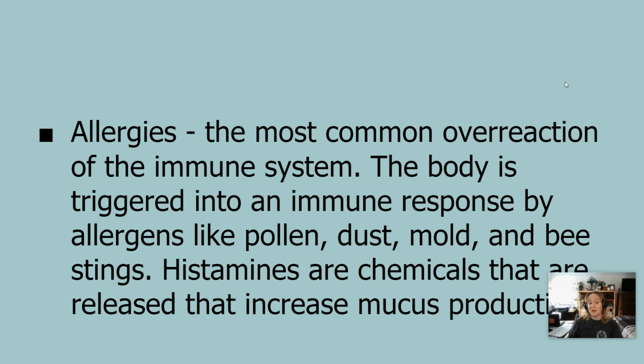Allergies is the most common overreaction of the immune system. So the body is triggered into immune response by allergens like pollen, dust, mold, and bee stings. So the body produces histamines, which are chemicals that release and increase the mucus production. So many people have seasonal allergies when the flowers start blooming and you have pollen in the air. You breathe that in and your body says, oh no, there's an invader. And it causes stuffiness, that swelling, you produce mucus, and you feel like you have a cold. That's all an overreaction. The body thinks that it's defending itself, when in reality, the pollen probably won't do anything to you other than create this allergy.